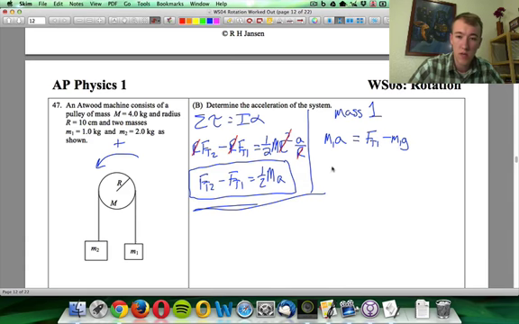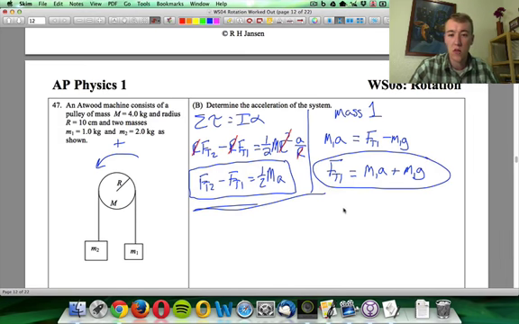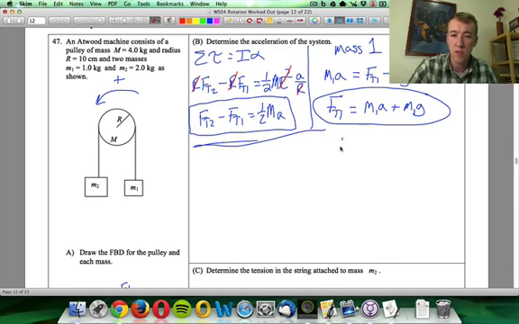And if we resolve this in terms of tension, we get the force of tension 1 is equal to mass 1 times its acceleration plus mass 1 times gravity. And I'm going to circle this as well because we're going to use that in a second. Do the same thing for mass 2.